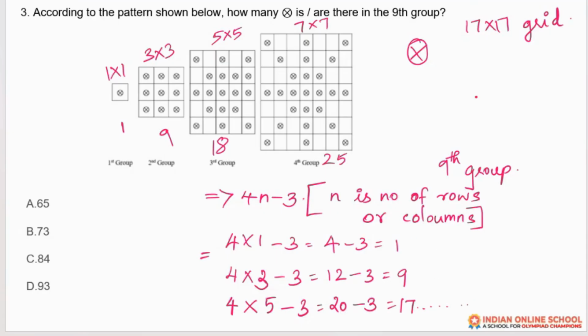So we have to find out how many symbols are there in the 17th grid, correct? So for the 17th grid, we have to apply the same formula only. That is 4n minus 3. That is our formula. So what we will do, 4 into 17 minus 3. So 4 into 17, when we do, we will get 68. 68 minus 3 is 65. So this way, we can find out how many symbols are there in the 17th grid. So the correct answer is option A, 65.